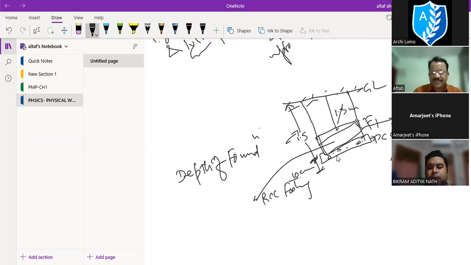But what happens? This PCC is basically on soil, no? On soil. While you are excavating, the soil gets disturbed. This soil is disturbed, no? So why are you compacting? Number one, to make it level, because it is disturbed. The first criterion is to make it level.